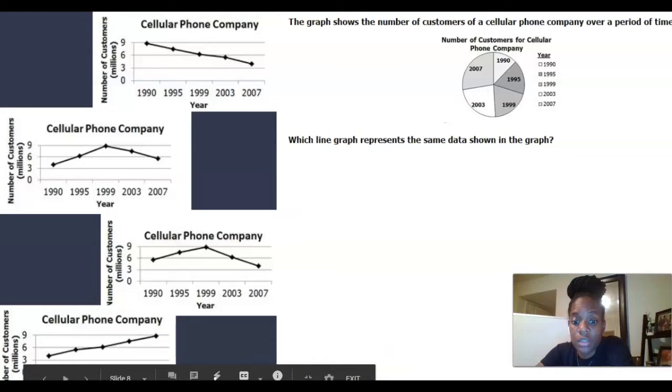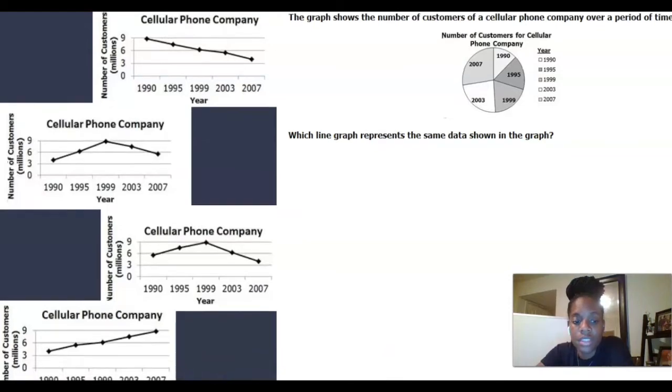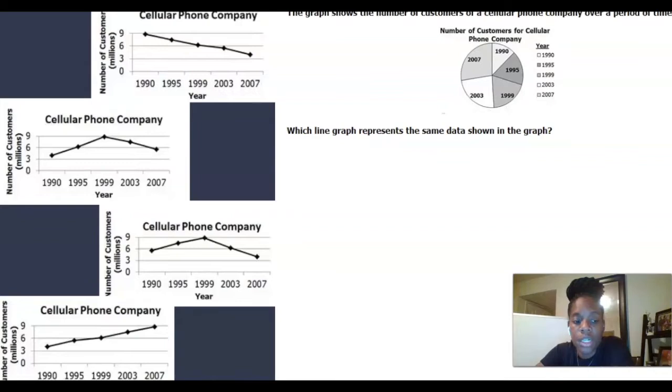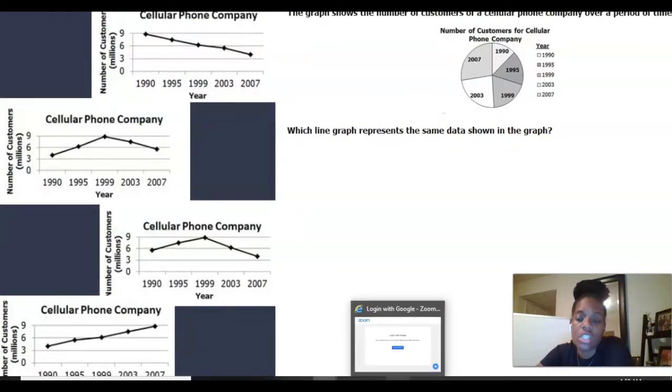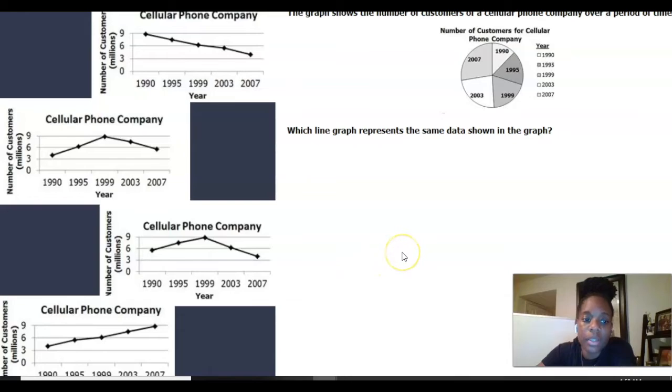So if we look here and we pay attention to the graph itself, okay? If you look at the years, 1990 had the least amount. So then we go over to our graphs and we pay attention to 1990. And all of them, with the exception of one, show that 1990 had the least amount.